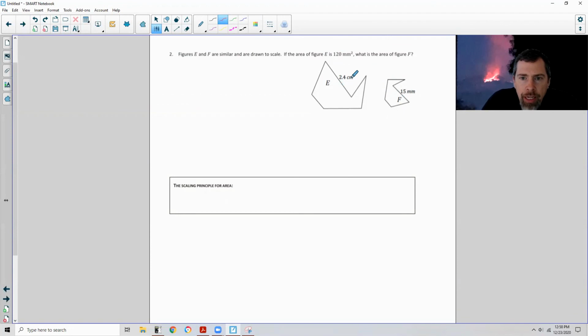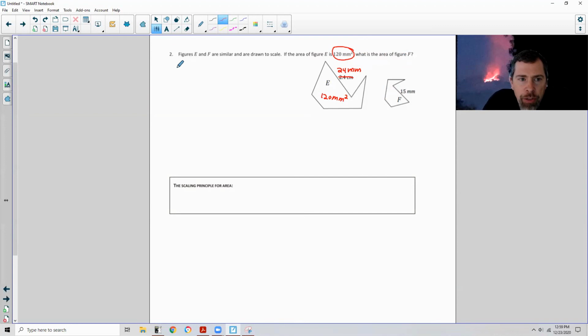But notice this CM here and this MM here. We can't do a problem until we are in the same unit of measurement. And 2.4 centimeters is 24 millimeters. So be careful with that first step. Okay, this will be all wrong if we forget to convert centimeters to millimeters, or vice versa. Okay, but I look at the answer up here, and the area of figure E here is 120 millimeters squared. So we want them in millimeters, not centimeters. So the area of this is that. What is the area of this figure?